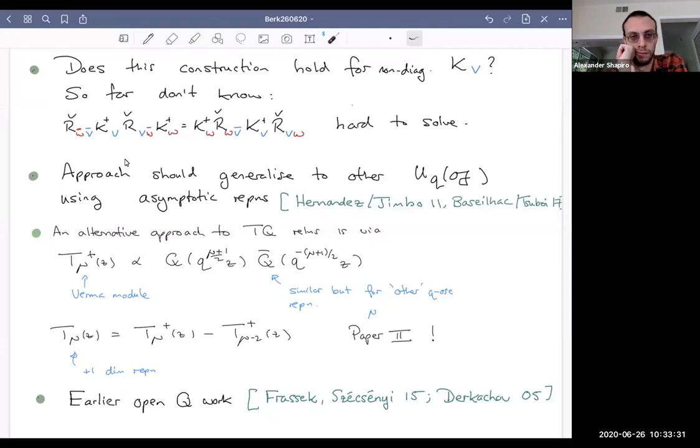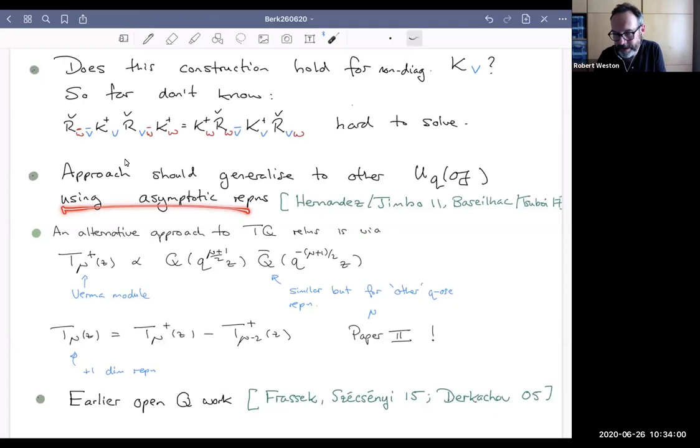Actually, it's not quite that simple. In Hernandez and Jimbo, they write down a new algebra, the asymptotic algebra, which they obtain from U_q(SL2 hat) by taking asymptotics in a certain way, and then they show there's a Borel subalgebra representation related to those asymptotic representations. It's kind of non-trivial, but morally it comes from taking asymptotics of Verma modules. But the point is these exist for all affine G. So there is, in theory at least, a construction of the closed Q operator for any U_q(G hat).